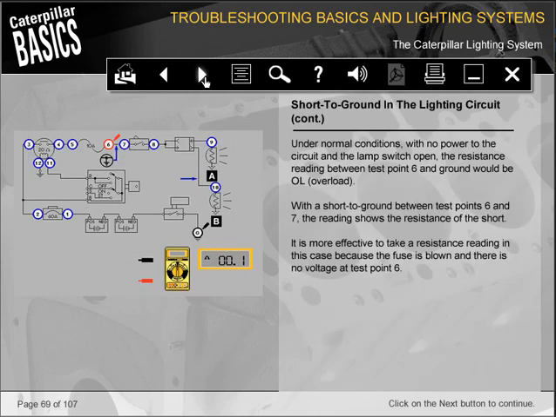Under normal conditions, with no power to the circuit and the lamp switch open, the resistance reading between test point 6 and ground would be OL, overload. With a short to ground between test points 6 and 7, the reading shows the resistance of the short. It is more effective to take a resistance reading in this case because the fuse is blown and there is no voltage at test point 6.